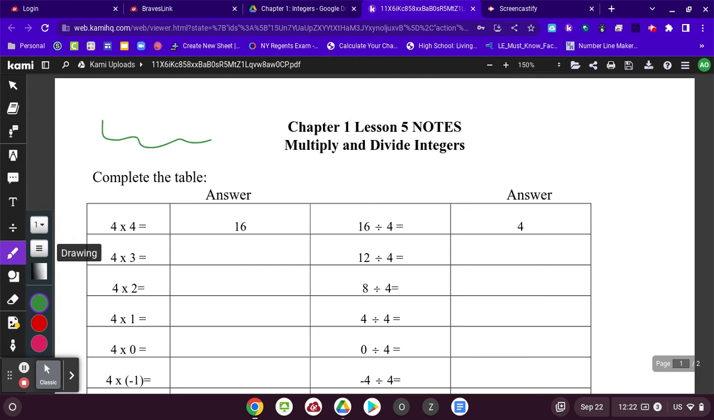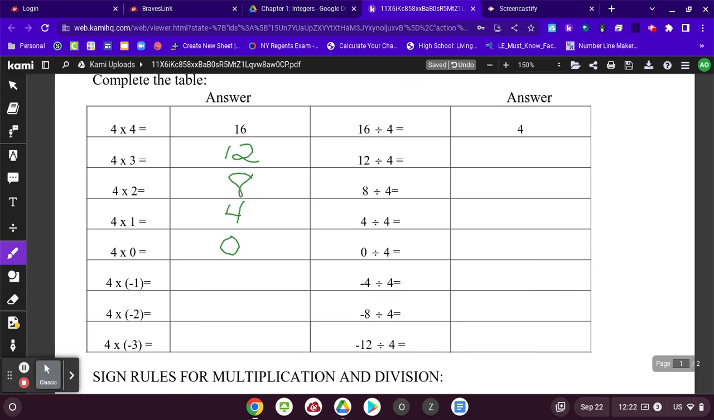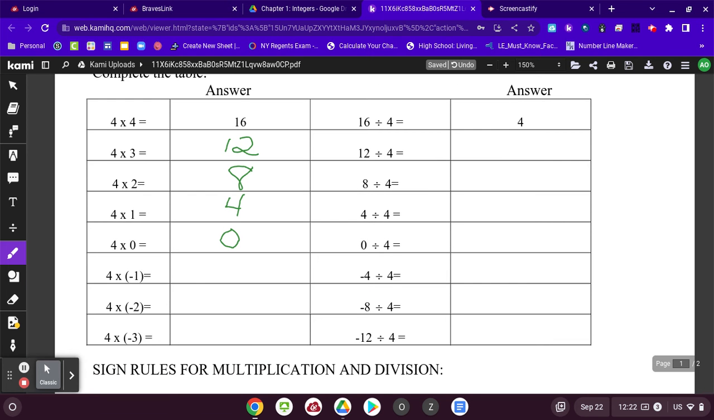Good. Okay, so you already know that 4 times 4 is 16, and I'm pretty sure you can continue this going down. 4 times 3 is 12. 4 times 2 is 8. 4 times 1 is 4. 4 times 0 is 0. These are things that you learned in elementary school.